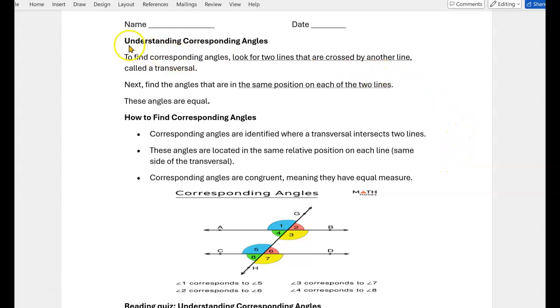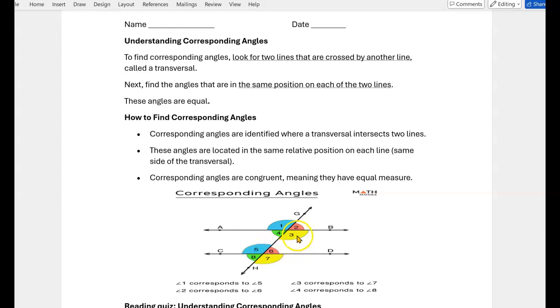Before we read Understanding Corresponding Angles, I want you to color in angle 1 blue, angle 5 blue. Those are corresponding angles. Color in angle 2 red, angle 6 red. Those are corresponding angles.